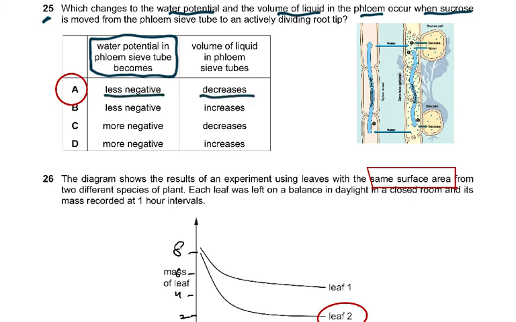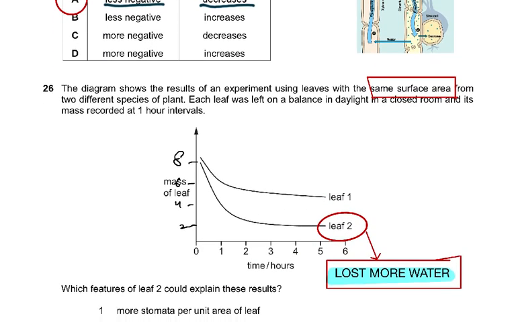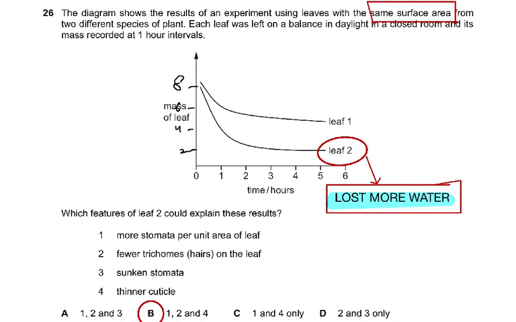It was A, sorry. Then coming to question 26, it says the diagram shows the results of an experiment using leaves with the same surface area from two different species of plant. Each leaf was left on a balance in daylight in a closed room and its mass recorded at 1 hour intervals. Now, as I always say to you, in the graph, label something on the graph. The mass of the leaf was 2, 4, 6, 8. I've just labeled that. And then there's leaf 1. From 8 it becomes sort of 5. And the other one from 8 becomes something like 2.